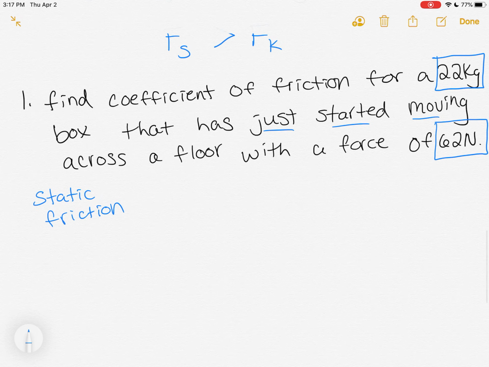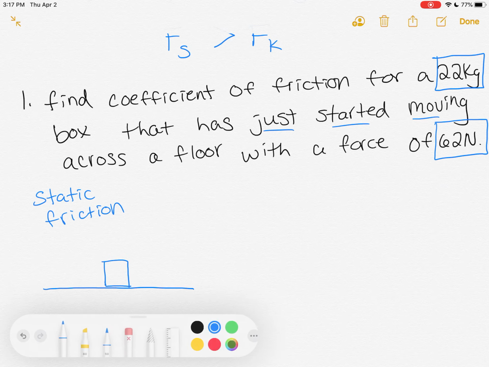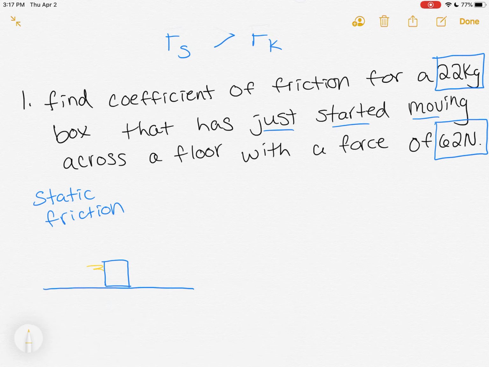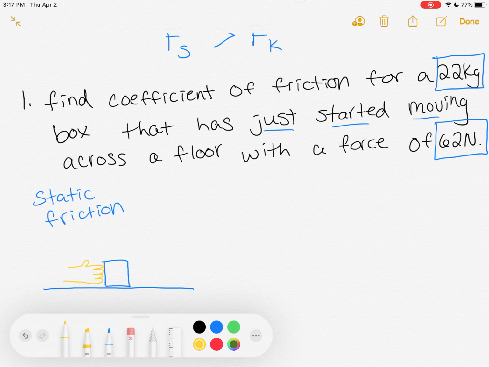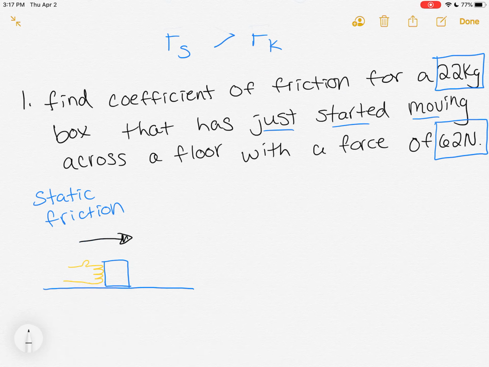Okay, so I'm going to draw us a system diagram, and we're going to draw a free body diagram to have a look at this. So I've got my floor here, and I've got my box, and I'm pushing on the box. And I've got my motion. I'm going to have it moving to the right. It doesn't say, but I just decided to make it move to the right. And the motion just started.